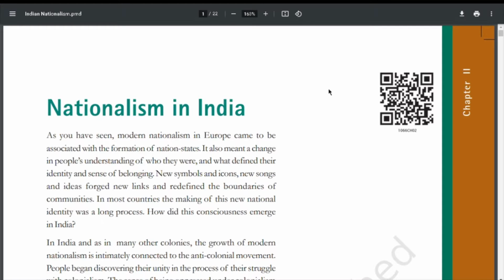Nationalism in India. As we have seen, modern nationalism in Europe came to be associated with the formation of nation-states. It also meant a change in people's understanding of who they were and what defined their identity and sense of belonging. New symbols and icons, new songs and ideas forged new links and redefined the boundaries of communities. In most countries, the making of this new national identity was a long process. How did this consciousness emerge in India?